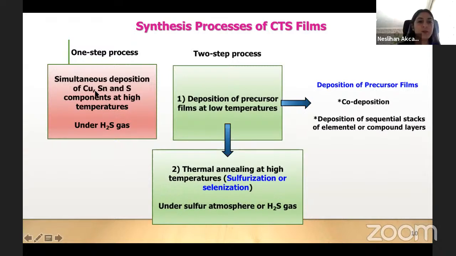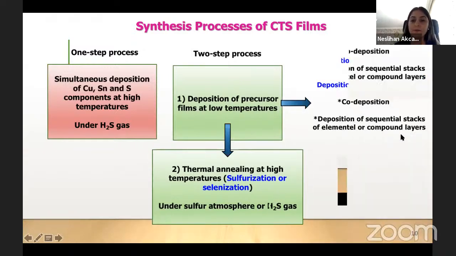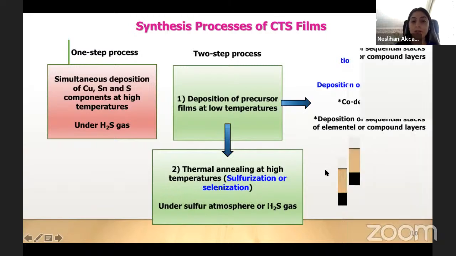The one-step process includes simultaneous deposition of copper, tin, and sulfur components at high temperatures under H2S gas. In the two-step process, at first the precursor films are deposited at low temperatures, and in the second step, the precursor films are thermally annealed at high temperatures.